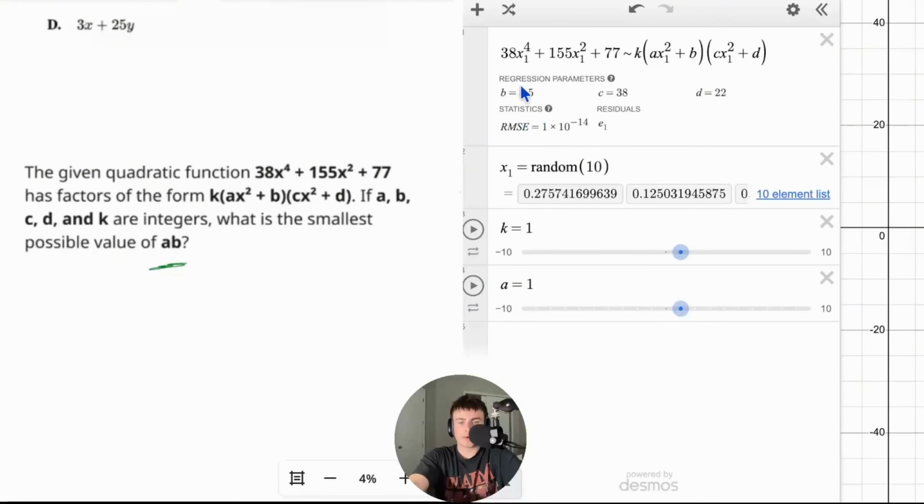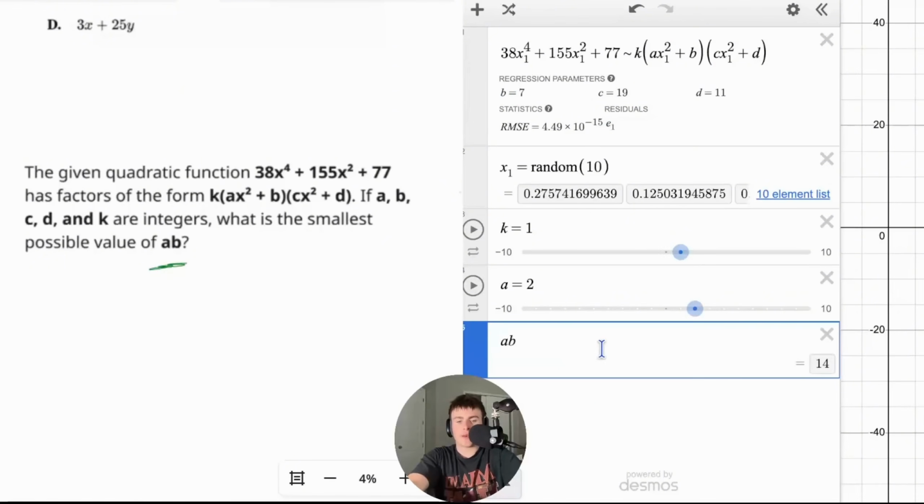When a is 1, this is still a decimal, so this is bad. When a is 2, b is 7, they're all integers. So ab could be 14. That's a valid answer. Decimal, decimal, these are all decimals. So I don't think I'm ever going to get smaller than 14.